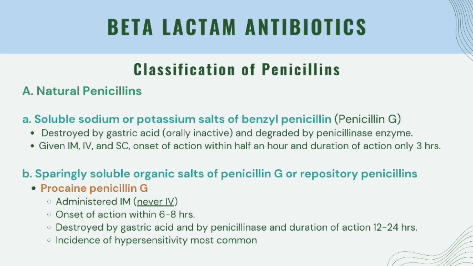Next type of natural penicillin is the sparingly soluble organic salts of penicillin G, or repository penicillins. So in procaine penicillin G, this formulation is intended for intramuscular injection only, as intravenous administration can lead to serious complications. It has a slower onset of action, typically between 6 to 8 hours, and remains effective for 12 to 24 hours. Similar to penicillin G, it is destroyed by gastric acid and penicillinase enzyme. A notable drawback of procaine penicillin G is the high incidence of hypersensitivity reactions among patients.